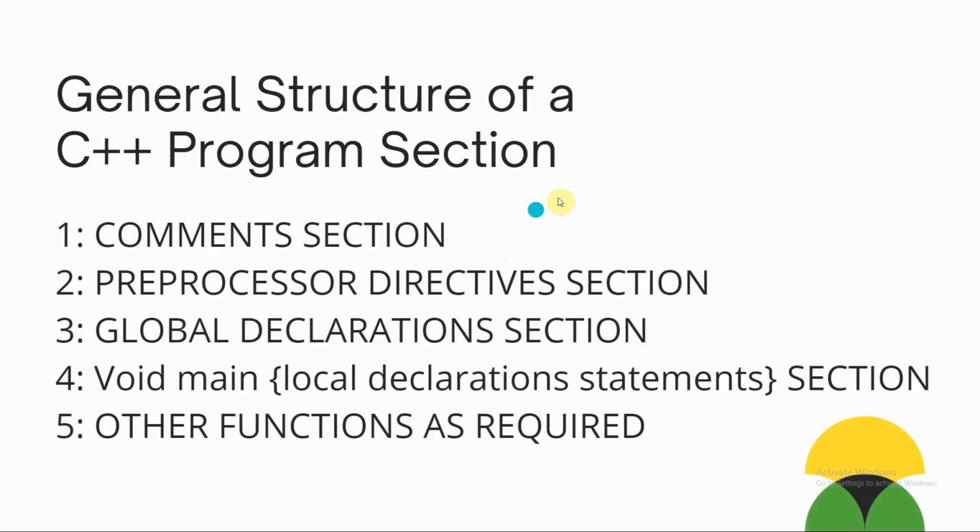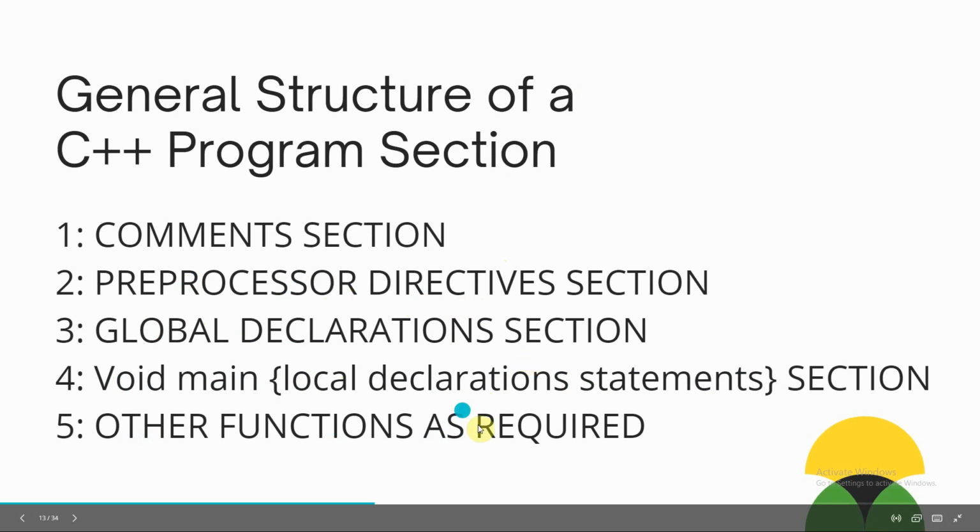So we have basically 5 program sections structured in this C++ program. The first one is the comment section. The next is the preprocessor directives, and then it's followed by the global declaration section and the void main section where the local declaration statements are enclosed, and the other functions as required depending on how this program is set up.